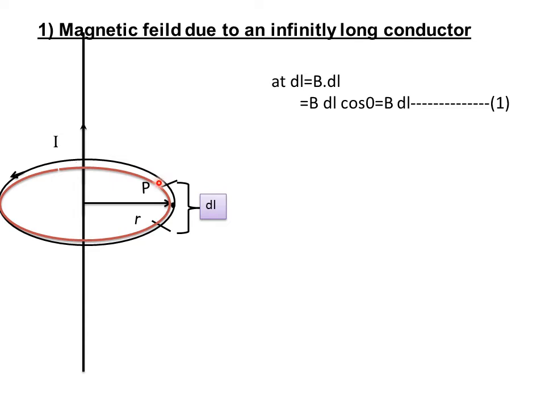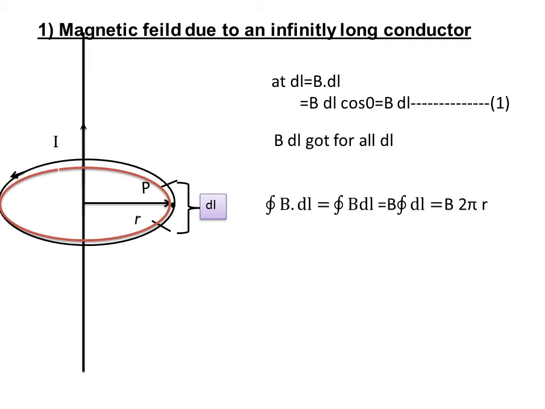We similarly take B dot dl for small elements of length dl on the loop. We can see that for all the elements we consider on the loop, the value of B dot dl is B dl, as B and dl both are in the same direction for all the elements. Now we are going to integrate B dot dl over the closed loop. Instead of B dot dl, we can write B dl. So integral B dl over the closed loop.